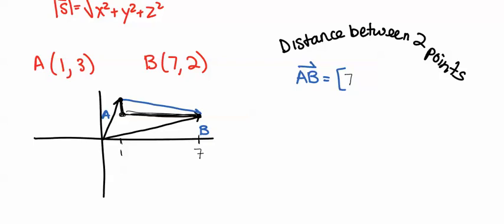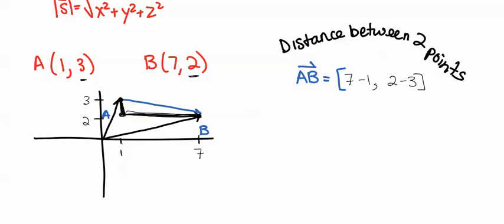So another way to write that would be like 7 minus 1. And then if you look at the y components, we know A is up at 3, and we know B is just at 2. So the distance here for the y components is actually just 1. It's actually down 1, so it's like negative 1. So we do that by doing 2 minus 3.